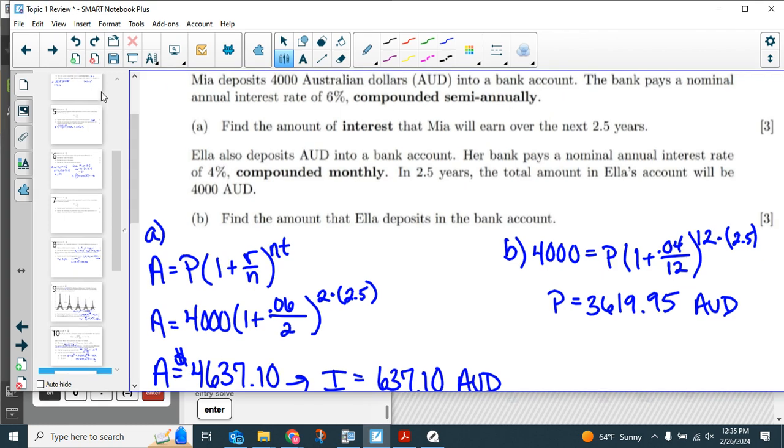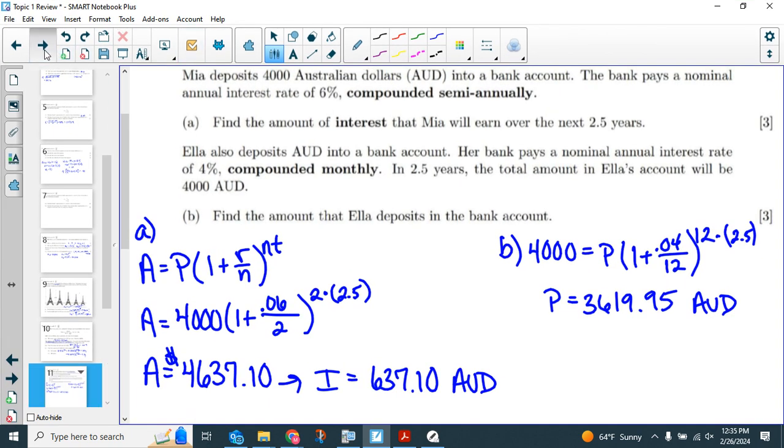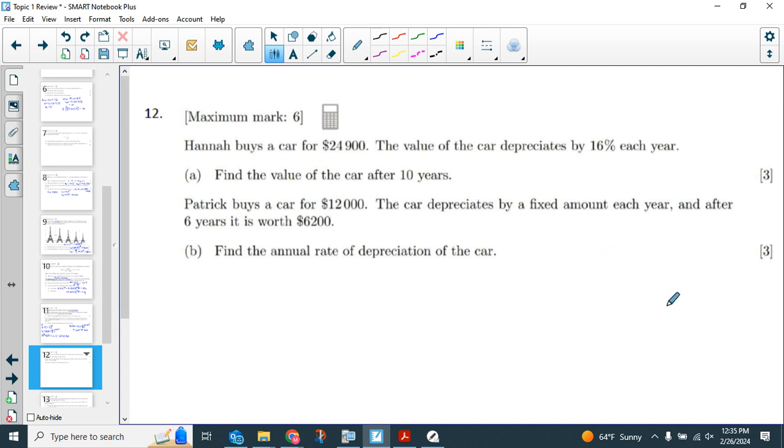Okay. All right, next, number 12. Hannah buys a car for $24,900. The value of the car depreciates by 16% each year. A, find the value of the car after 10 years. All right, the easiest way to do this, you could use essentially the compound interest formula where you have the 1 minus, right? Of course, you're only going to worry about compounding it once per year, and you would have a minus instead of a plus, right? But it's actually really easy.